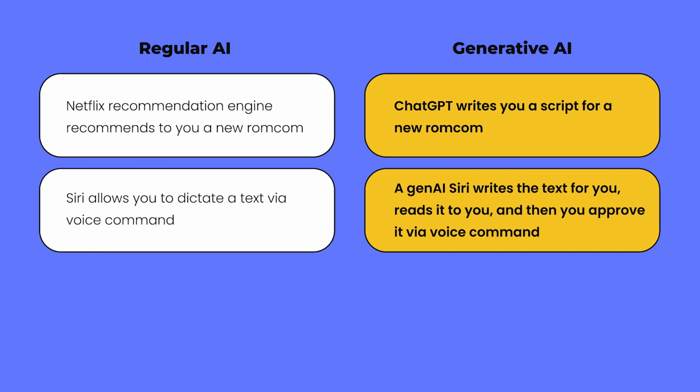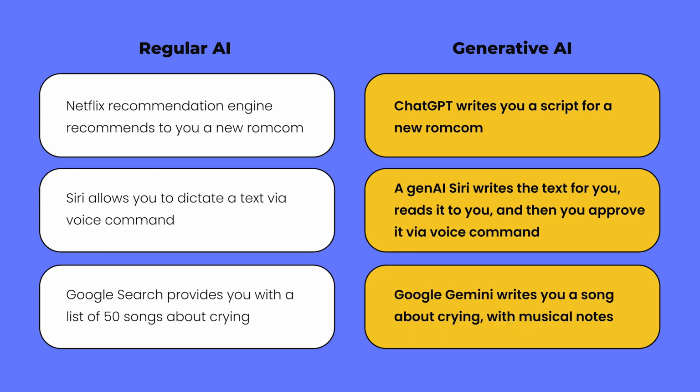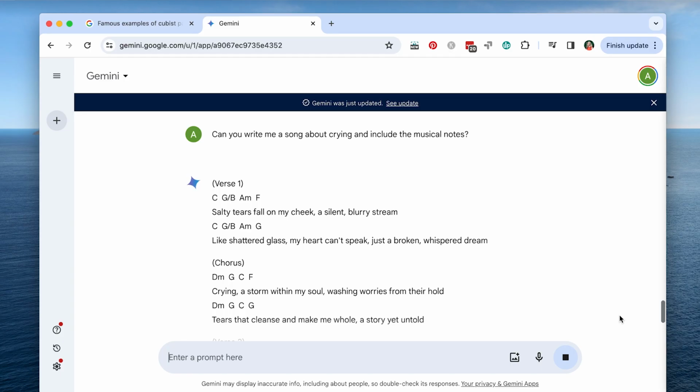Regular AI. Google Search provides you with a list of 50 songs about crying. Generative AI. Google Gemini writes you a song about crying complete with musical notes. Here's a song about crying for all you asking.